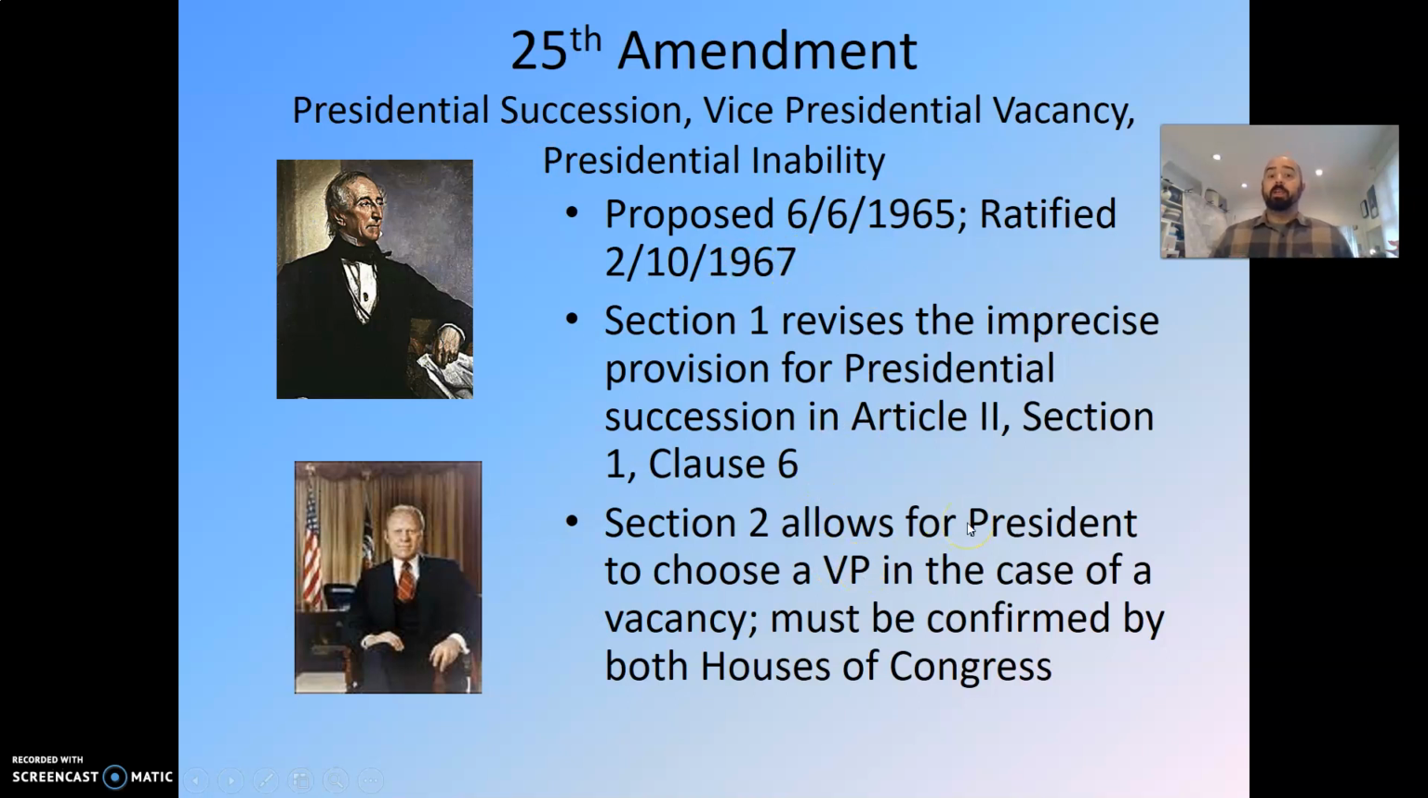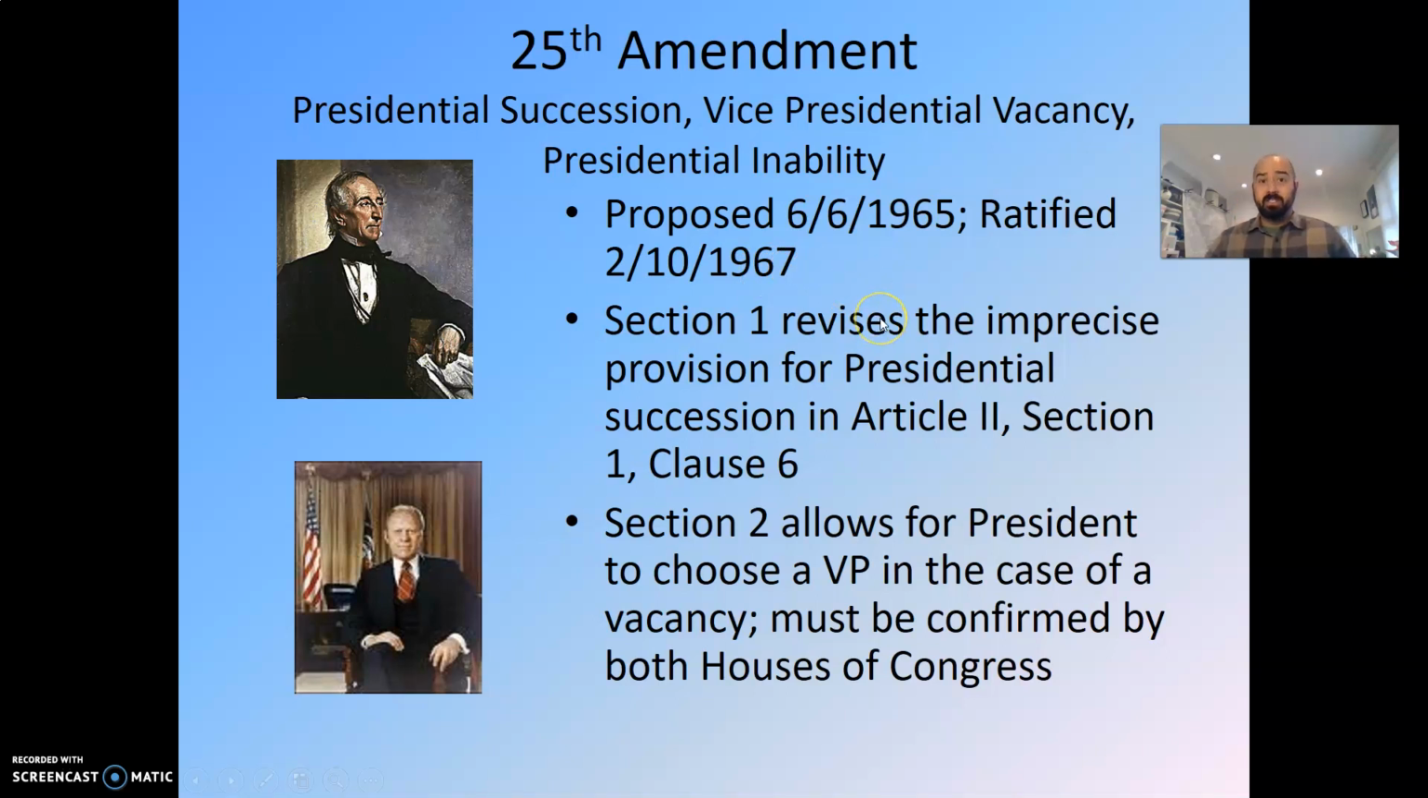Additionally, what are we going to do if there is no vice president? There were 8 times in American history in which there was no vice president because the vice president became president. 4 times due to assassination. What it states is that the president gets to appoint a new vice president that must be confirmed by both houses of Congress. This amendment was ratified in 1967 and has only been used twice in the early 1970s.